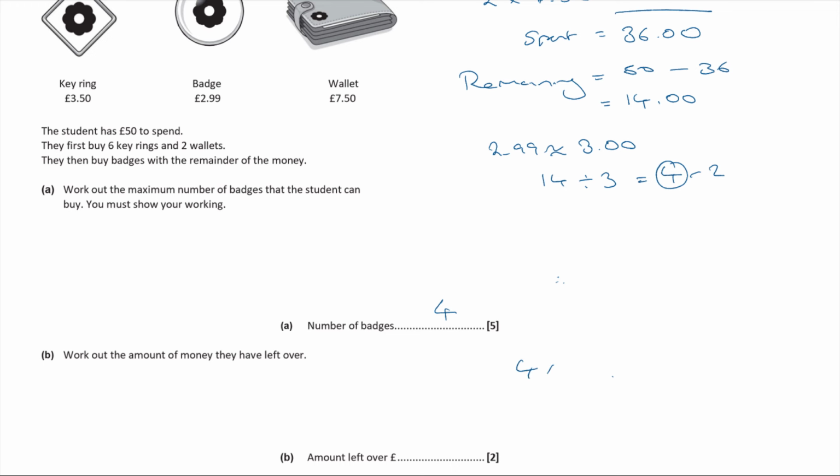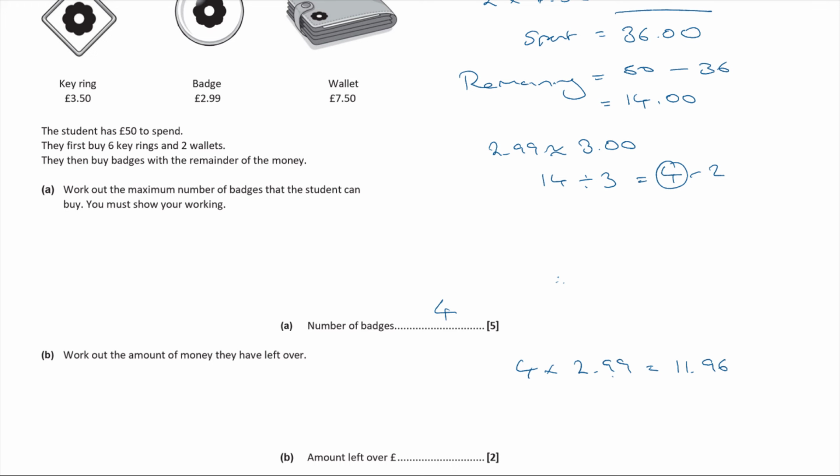So what is 4 lots of £2.99 then? Well, 4 lots of £3 would be £12. So 4 lots of £2.99, that's a penny less, isn't it? So that'd be 4 lots of a penny less. So it's going to be £11 and then 96 pence, isn't it? That's how much they cost.